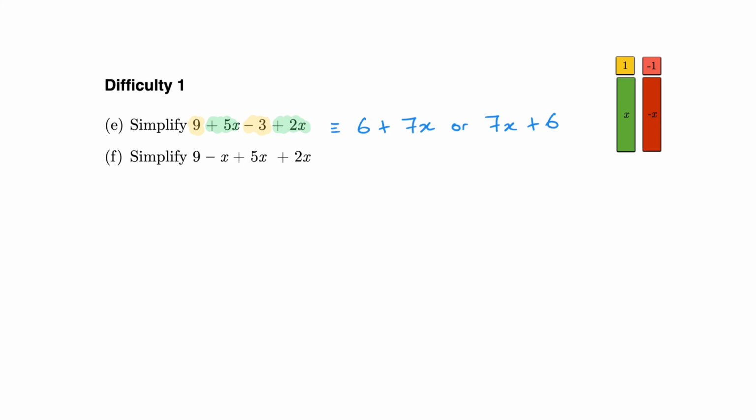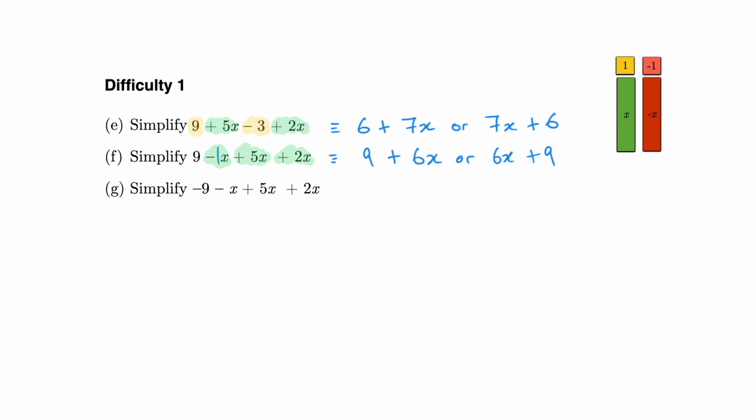What you should have noticed is that in here there's an invisible 1. So this is really 9 plus negative 1x plus 5x plus 2x. And you can collect those 3x terms together. They are like terms. And the 9 is on its own. It doesn't combine with any other terms. So what we end up with is 9 plus 6x. The negative 1x plus 5x plus 2x give us 6x.